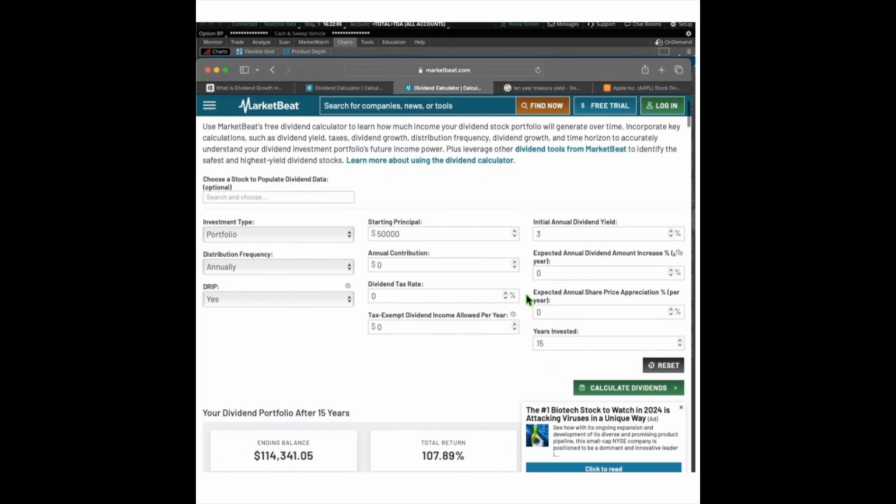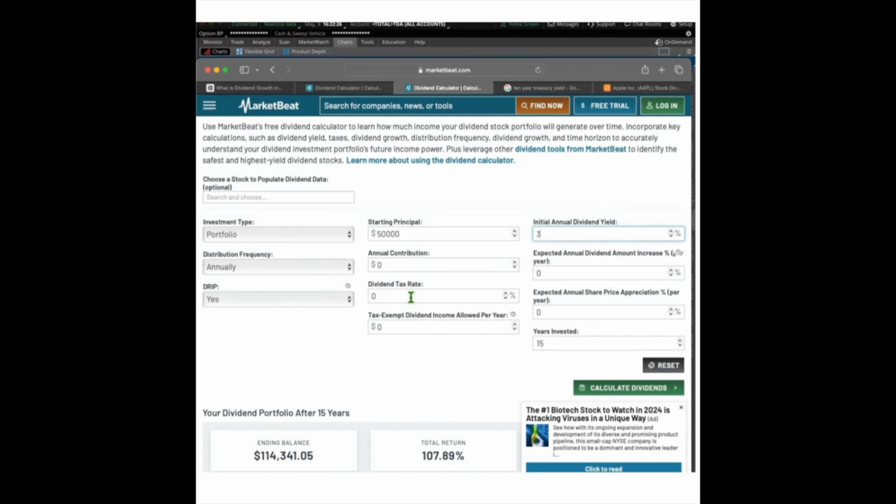So we'll start with 50,000 principal. We will start with a security paying an annual forward dividend yield of 3%. Okay? Now there's going to be a few more differences. We're still going to go no contributions to keep it simple. We're still going to get rid of taxes to keep it simple. And we are going to reinvest.